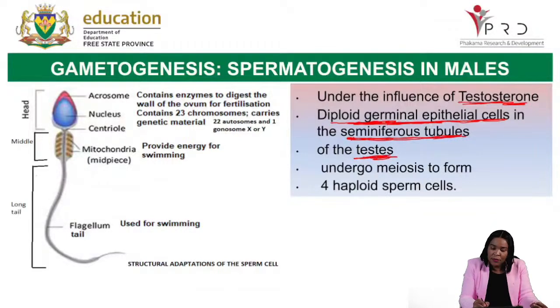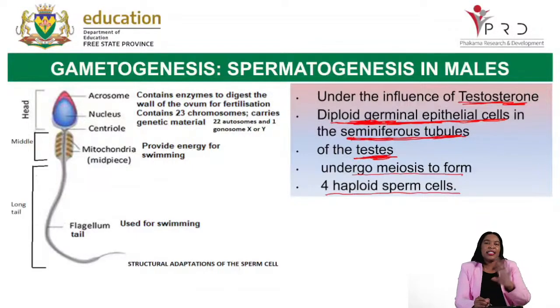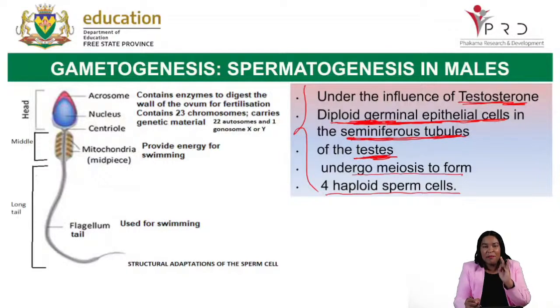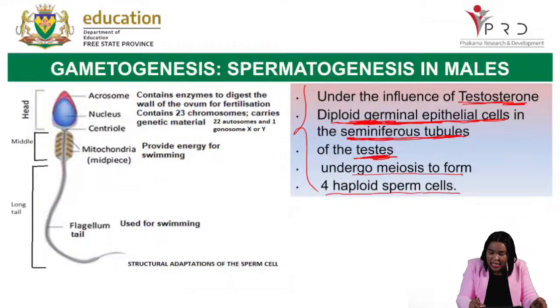What is going to happen to these diploid germinal epithelial cells? They are going to undergo meiosis and form what? 4 haploid sperm cells. You don't need to explain it in detail. So these are the 5 bullets that you need to remember. Under the influence of testosterone, diploid germinal epithelial cells in the seminiferous tubules of the testes undergo meiosis to form 4 haploid cells. As simple as that. So this is how gametes are formed. These haploid sperm cells are our gametes.